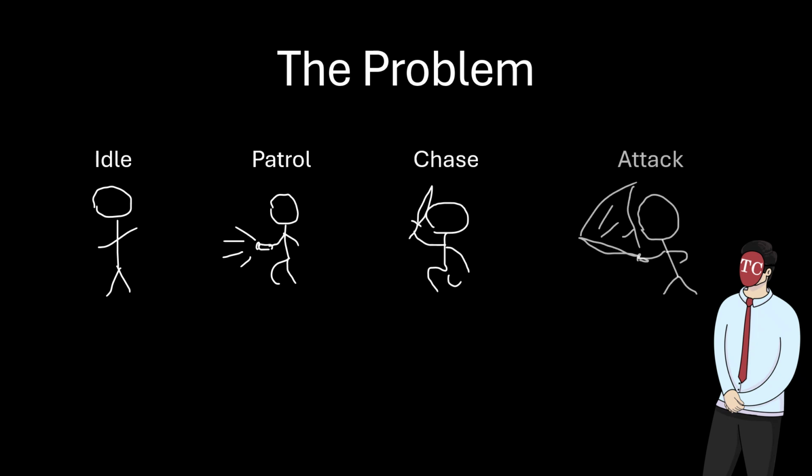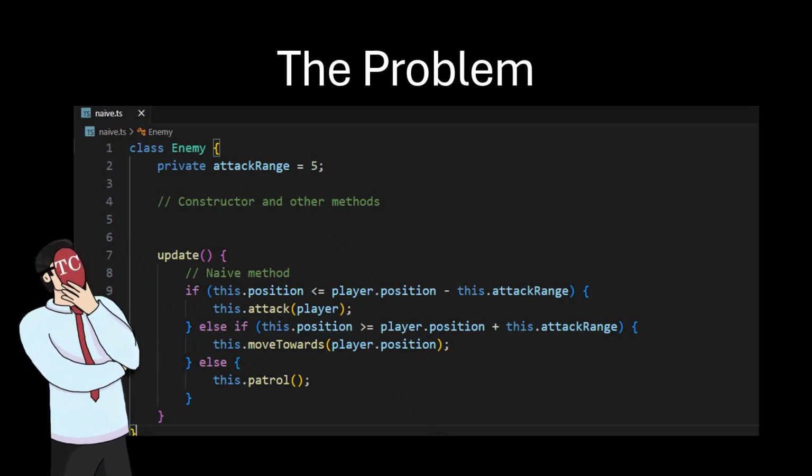Imagine you're building AI for an enemy in your video game. The enemy can be idle, patrol, chase, or attack. The naive solution would be to use a big if-else or a switch statement.